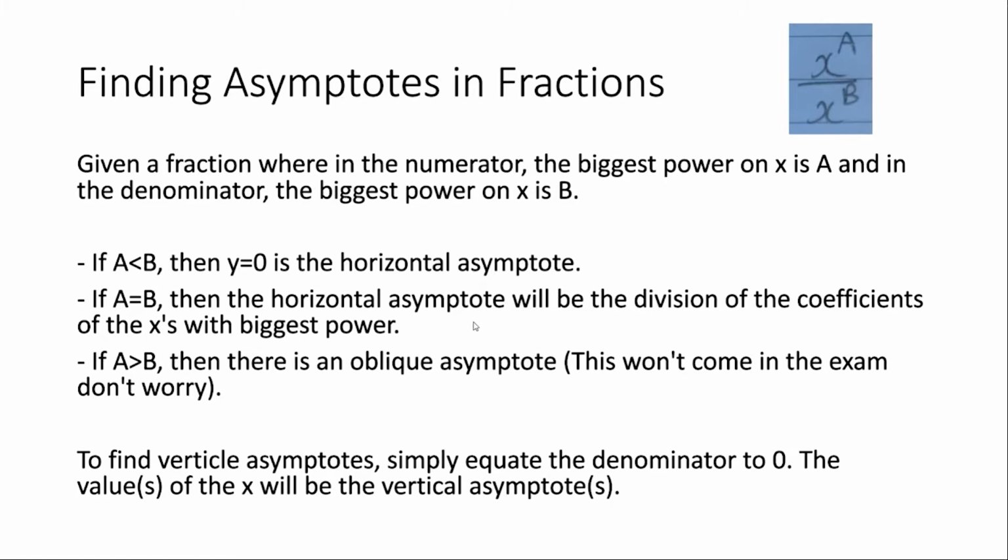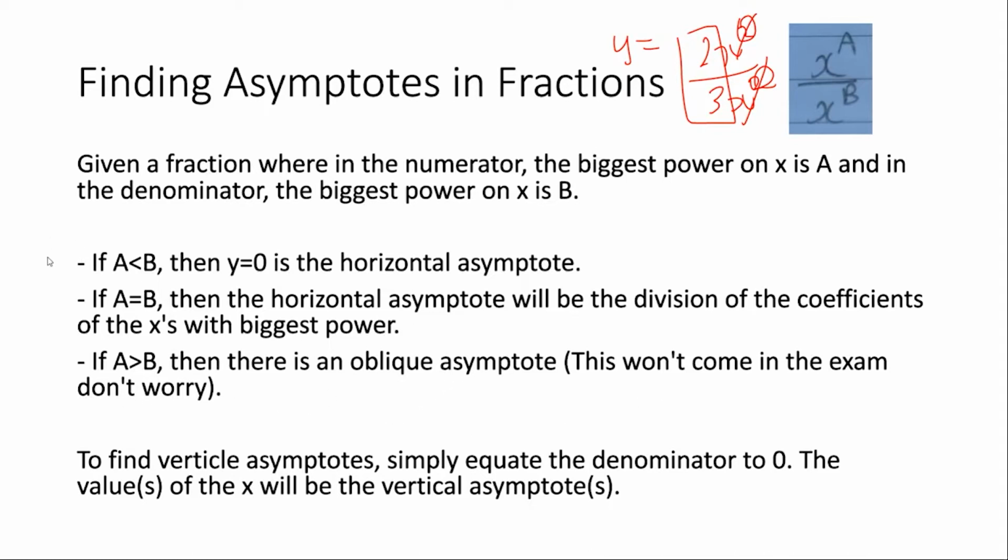If a is equal to b, then the horizontal asymptote will be the division of the coefficients of the x's with greatest power. So if you have, let's say, 2x squared over 3x squared, since these two are equal, we can directly cancel them. The horizontal asymptote will be 2 over 3. So y equals 2 over 3 is your horizontal asymptote. The next one: if a is greater than b, then there is an oblique asymptote. It won't come in the exam, don't worry about it too much.